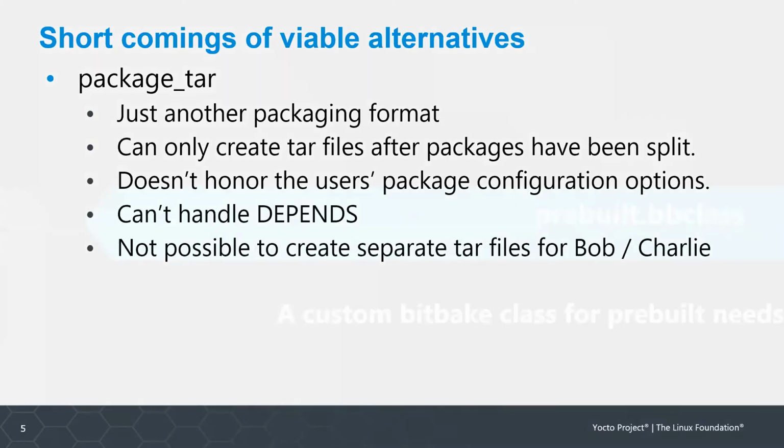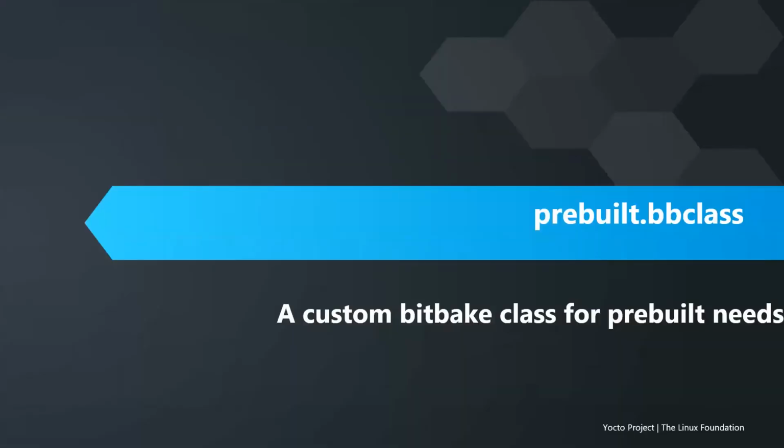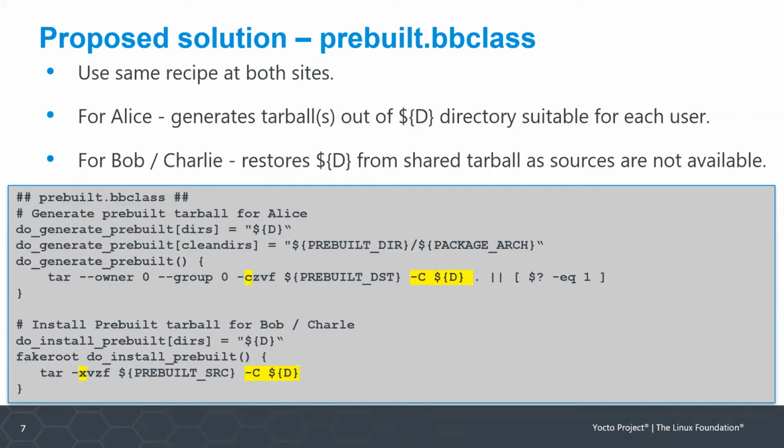So to overcome this, what we would like to propose is to develop a custom class. For time being, I'm naming it as a pre-built class. Okay, so how this pre-built class is supposed to be. The proposed pre-built class is meant to use same recipe at both the sites. So the same recipe will be used at LSS site to build from sources. She can distribute same recipe to her users, and users don't have to tweak anything in the recipe.